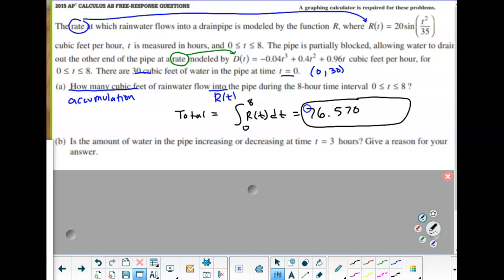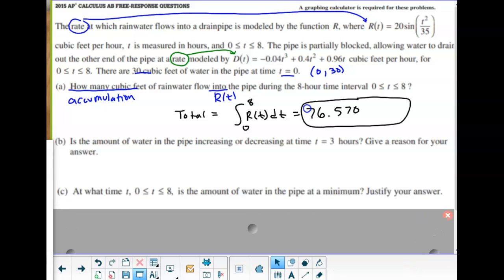So, danger or warning, don't fall into that routine that I just did. I was so used to putting the 30 there that I didn't notice it didn't say what's the total amount. It said how much came into the pipe during the first 0 to 8 hours. So that 30 doesn't come into play yet. Not saying that it won't, but it might.